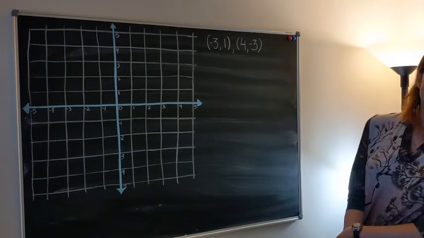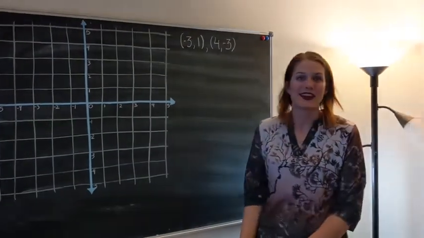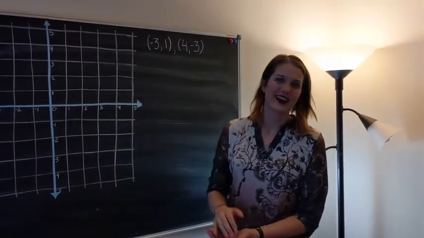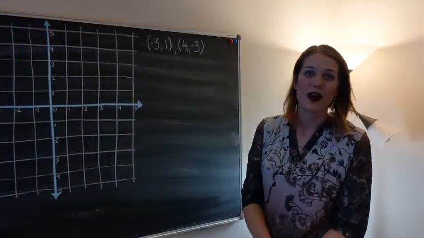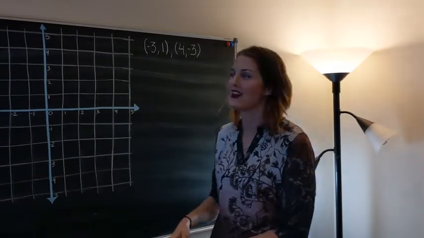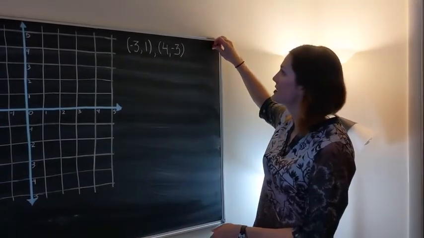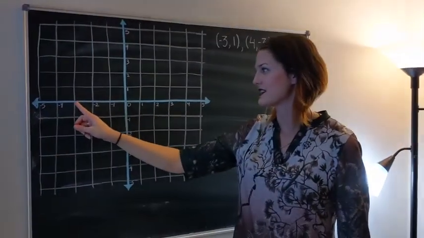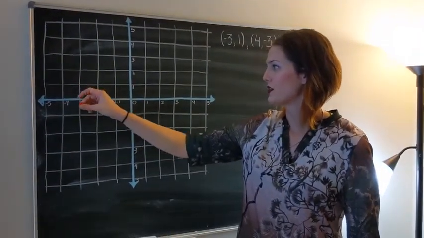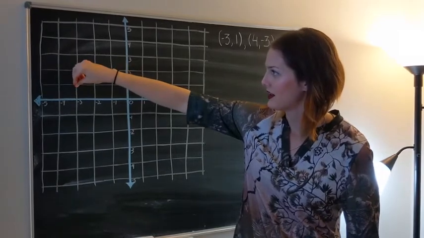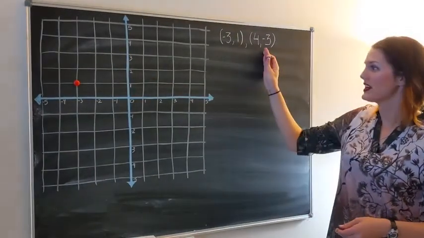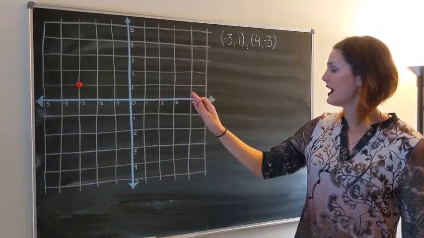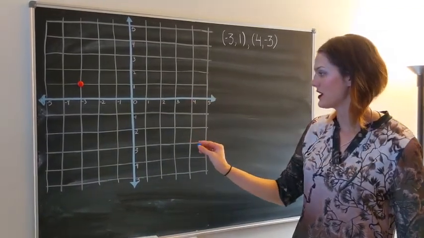We're going to plot the points (-3, 1) and (4, -3). Remembering that our x-coordinate is our horizontal coordinate, that comes first in our coordinate pair. Our y-coordinate, or our vertical coordinate, comes second in our coordinate pair. So if we look at (-3, 1), we go to -3 on the x-axis, up 1 in the y direction, and there's our point. And for (4, -3), we'll go to +4 on the x-axis, and then -3 in the y direction to find our point there.